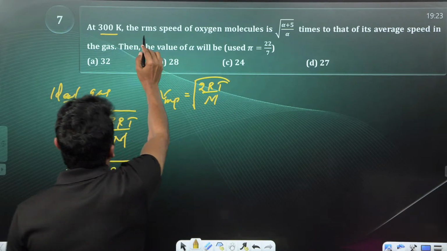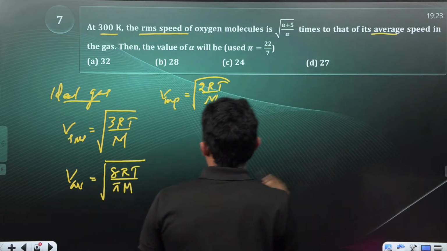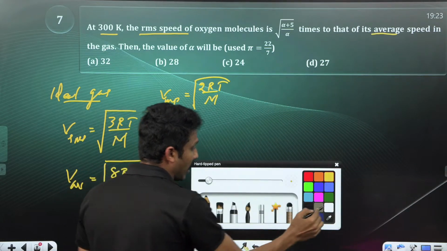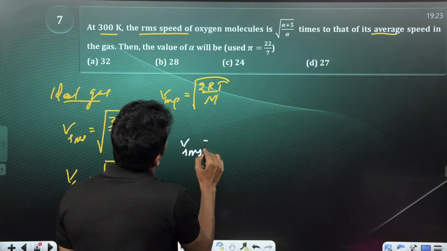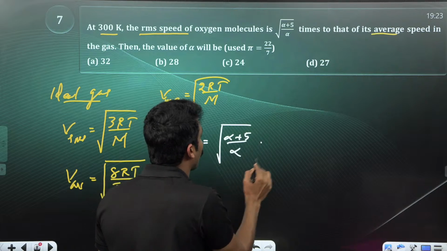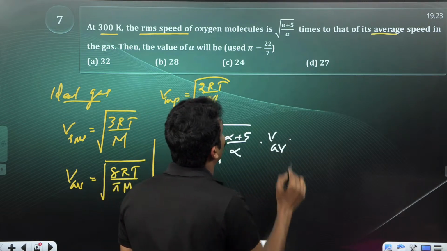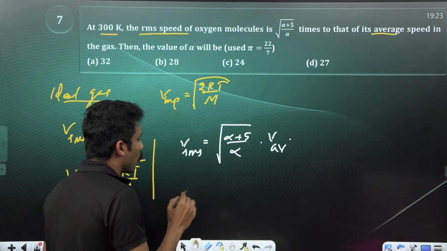In this question, it is the relation between RMS speed and average speed. It is said that at 300 Kelvin, the RMS speed is root of (alpha plus 5) divided by alpha times V average. V average is given in the question, and the value of alpha is asked.